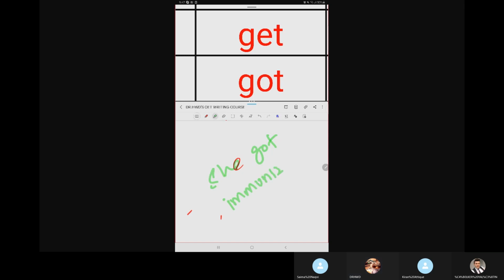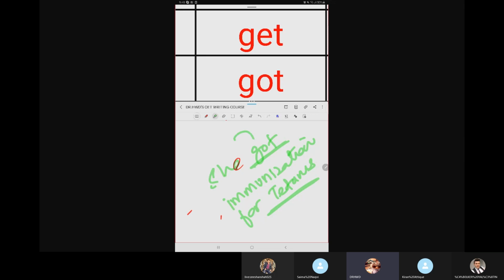If I say she got immunization for tetanus, how would you substitute this word? Because this is what your brain is telling you, that you're going to write about the immunization status and you might be using got, but I'm telling you got is informal. It's one of the words that you're not supposed to use. So what would you say here instead of got?